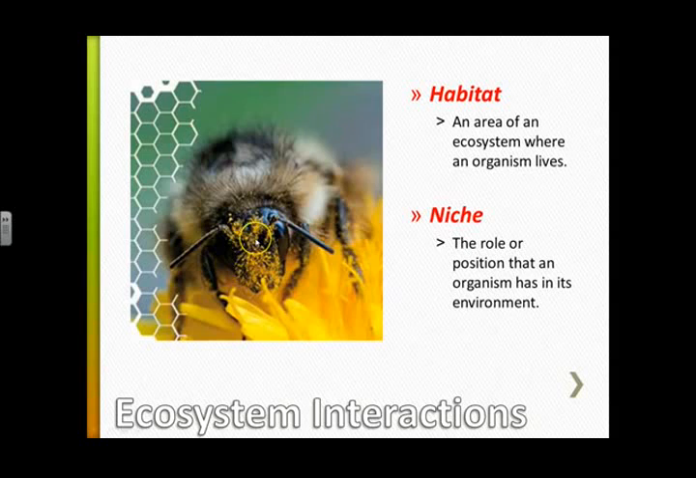For example, our honeybee over here, his niche is collecting that pollen. Now he does it accidentally. He's trying to just get nectar from plants, but that doesn't change that his job is to collect that pollen. Without him, the ecosystem would fail.